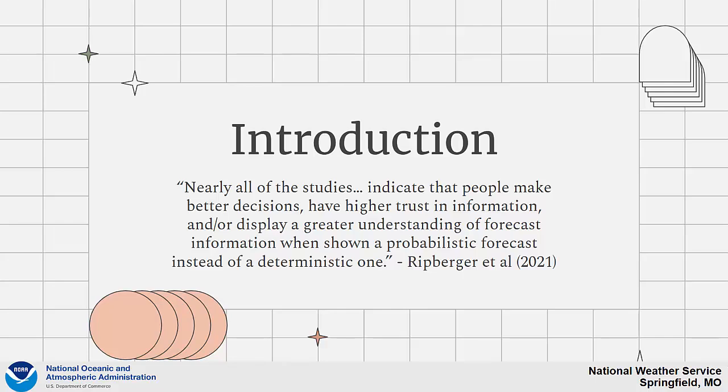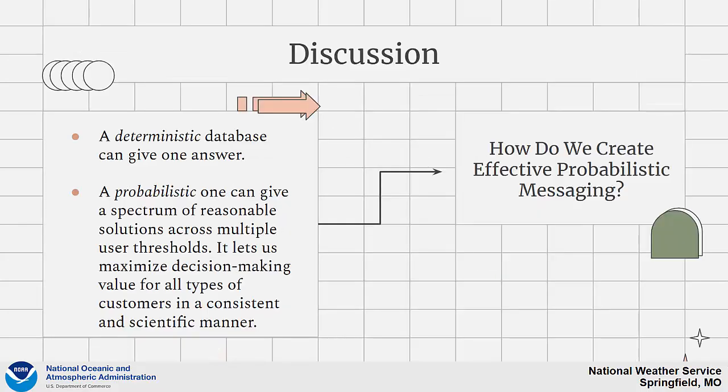Nearly all of the studies indicate that people make better decisions, have higher trust in information, and/or display a greater understanding of forecast information when shown a probabilistic forecast instead of a deterministic one. So here's some discussion behind that. A deterministic database can give one answer. A probabilistic one can give a spectrum of reasonable solutions across multiple user thresholds. It lets us maximize decision-making value for all types of customers in a consistent and scientific manner.